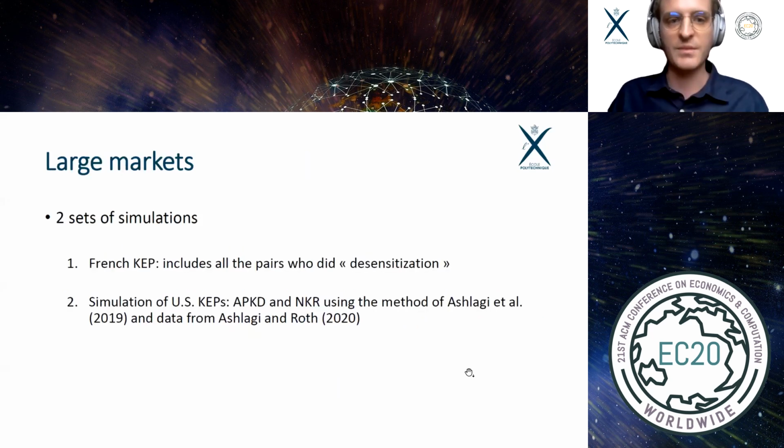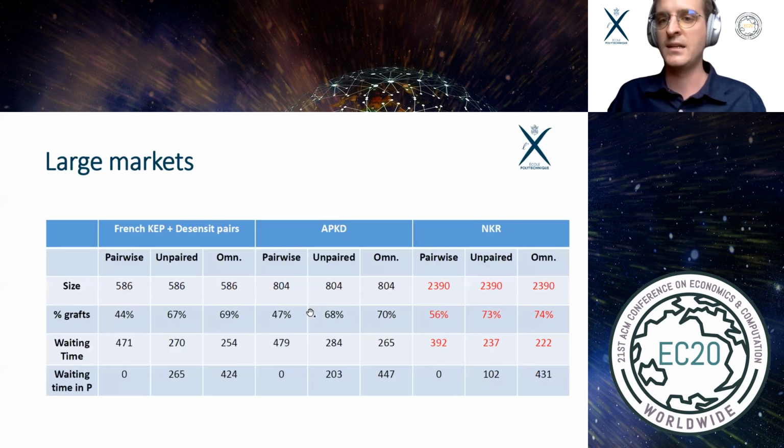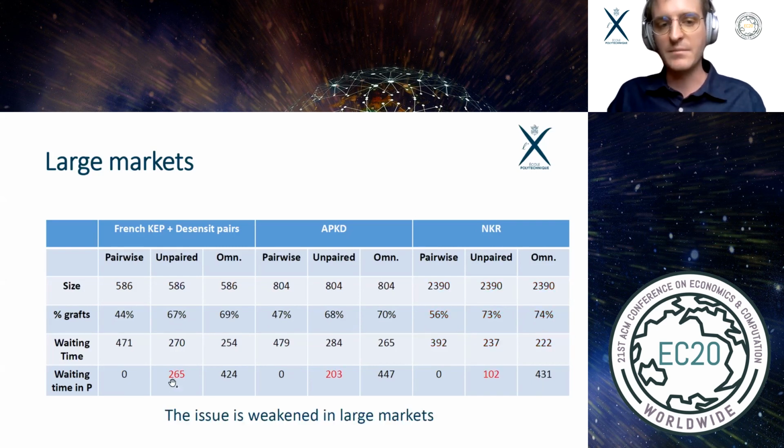So let me give you the large market simulation. The first one is where we include all the pairs who did desensitization in the kidney exchange program in France. And the second set is the simulation of US pools of APKD and NKR. And so these are the results. If you look at NKR, which is the biggest program of the three, the match rate is very close to omniscient for Unpaired and significantly better than Pairwise. And in terms of waiting time of patients in P, you see that it strongly decreases. So it weakens in large markets; the waiting time of patients decreases.